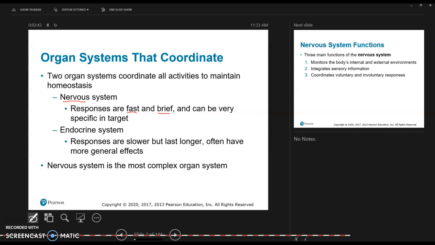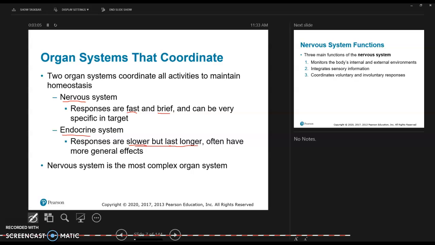The endocrine system generates responses chemically through the action of hormones. And so these hormones have to travel through the bloodstream. So these responses are slower, but their effects last longer. And they often have more general effects and not just a single specific target.